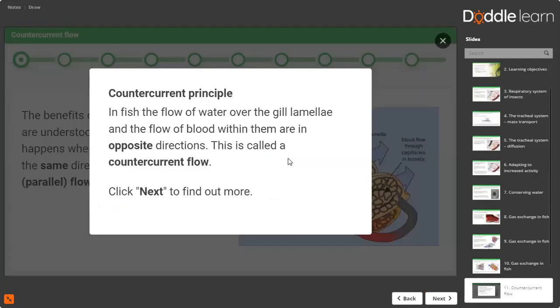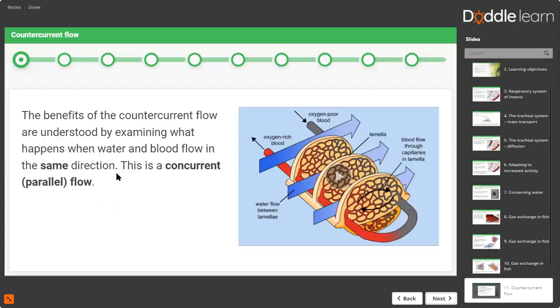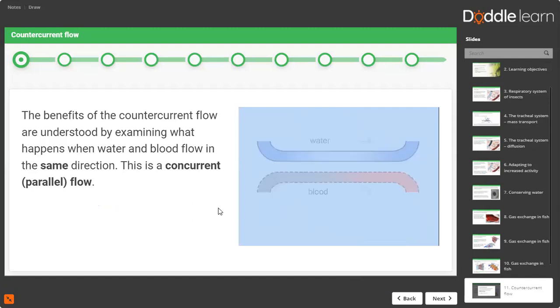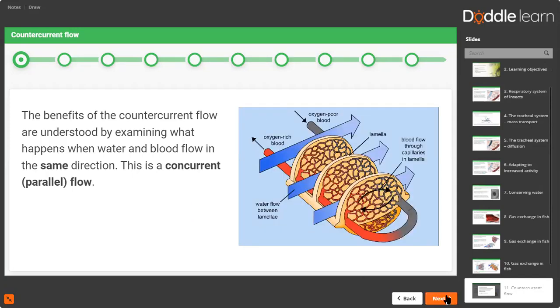So we're going to go through countercurrent principle in a bit more detail. So in fish, the flow of water over the gill lamellae and the flow of blood within them are in opposite directions, and this is called a countercurrent flow. The benefits of countercurrent flow are understood by examining what happens when water and blood flow in the same direction. And this is a concurrent parallel flow. So that's when water and blood would flow in the same direction.